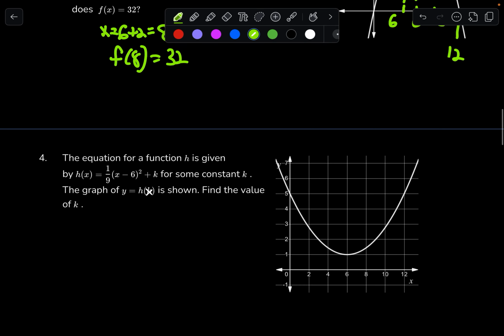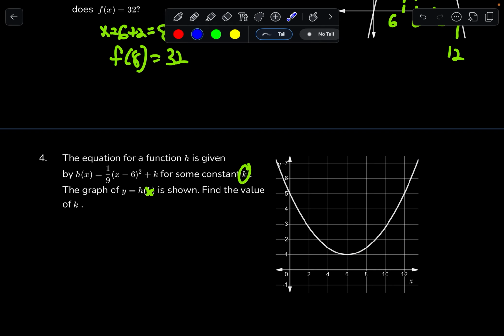I love these questions. The next question has a little typo. I fixed it. That's not supposed to be h of k. That's supposed to be h of x. So it says the equation for a function h is given. Boom, right here. 1/9 times (x minus 6) squared plus k for some constant k. The graph of y equals h of x is shown. Here's the graph right here.